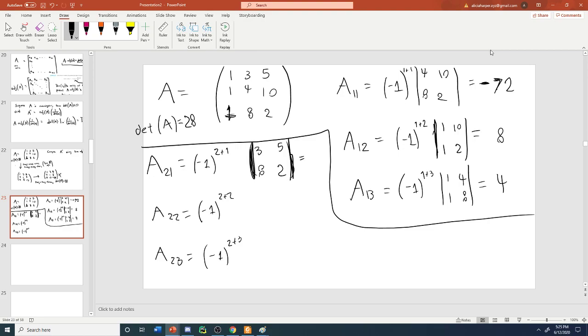And this will end up being 6 minus 40, so negative 34. And times negative 1, so positive 34. And then here I'll have, so this is getting rid of the second row and the second column. So 1, 5, 1, 2. The determinant of this is going to be negative 3, and then times positive 1.